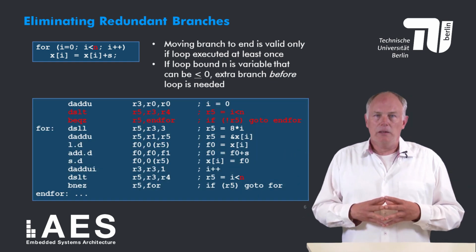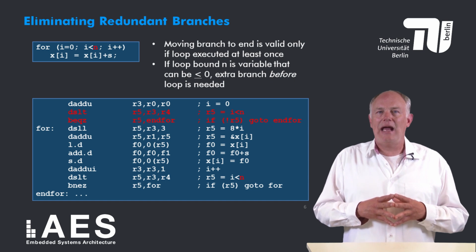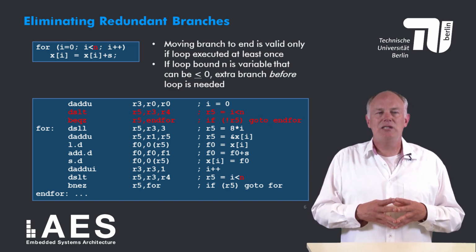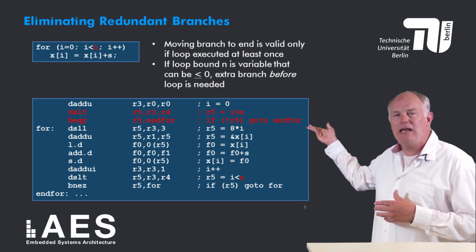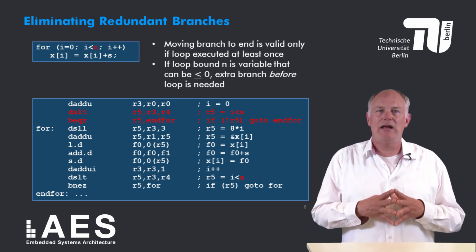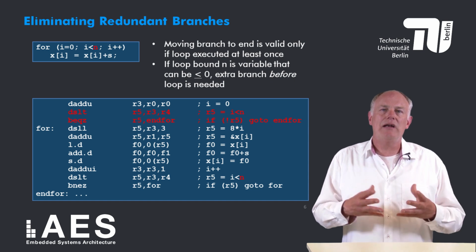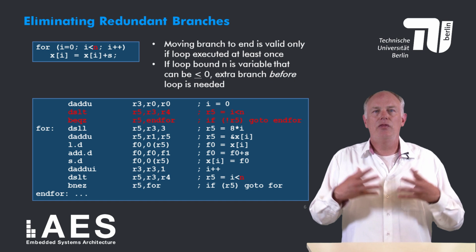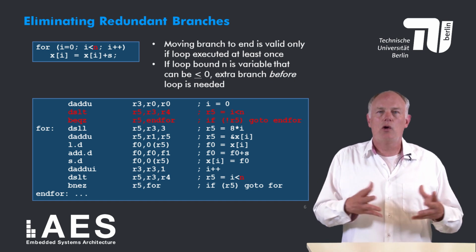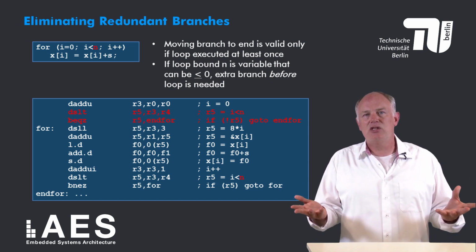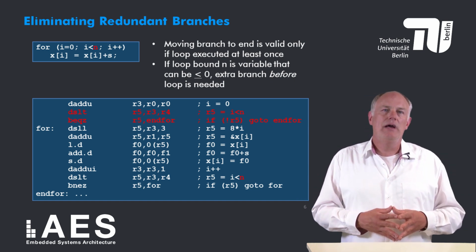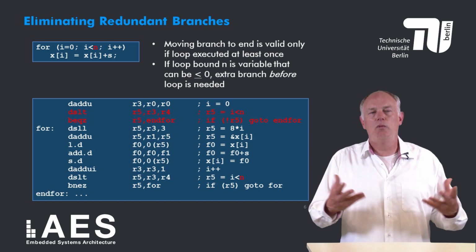This code with the variable upper bound n can be translated as shown here. Before we enter the loop test, we test if I is less than n as highlighted in red. If it's not, we do not enter the loop, but branch to the end of the for loop immediately. The rest of the code is identical to the code before. We still have 8 instructions per loop iteration with 1 extra test before the loop. It's still more efficient than the loop with 2 branches.